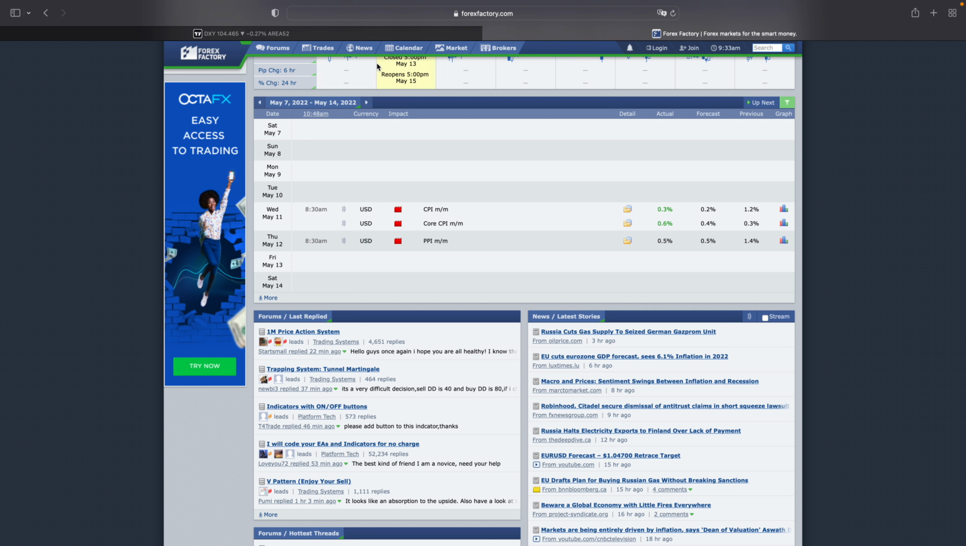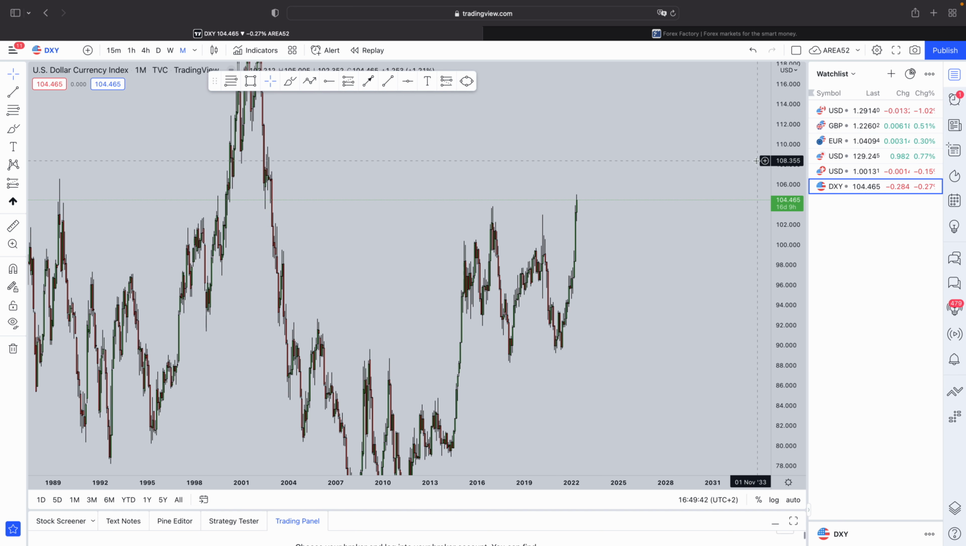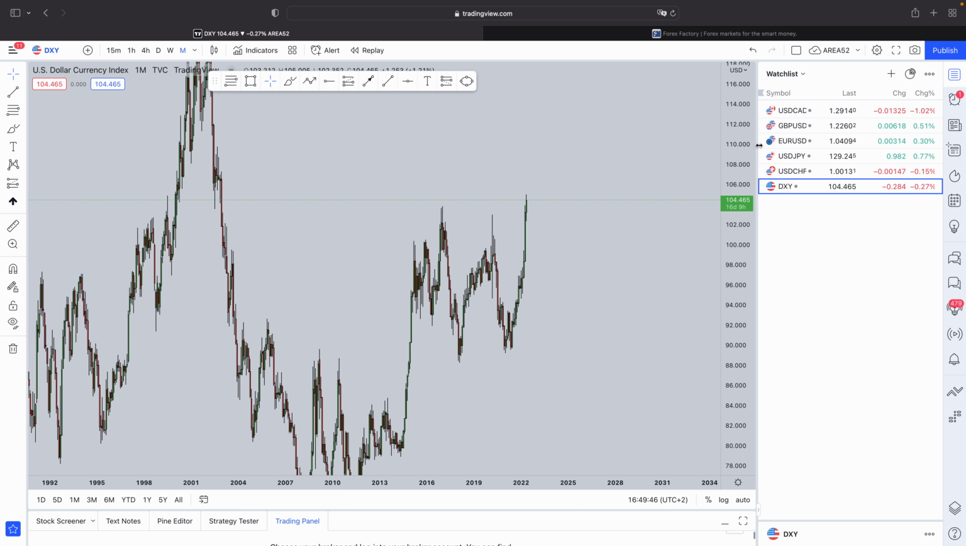Today we're going to do our normal weekly market breakdown, and as always we will be focusing on the dollar index pairs for this week. So we are going to take a look at the USDCAD as well as GBPUSD, EURUSD, USDJPY, USDCHF, and obviously look at the dollar index as a further reference.